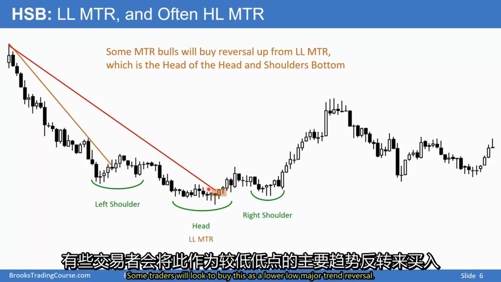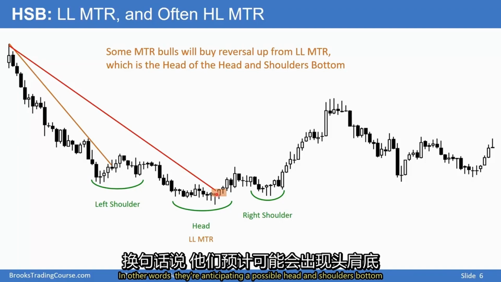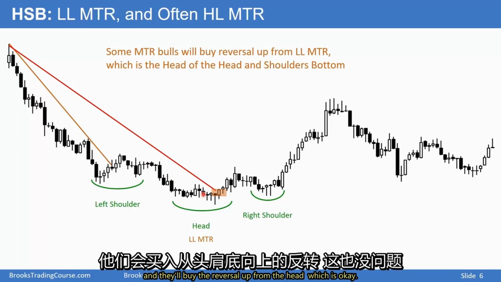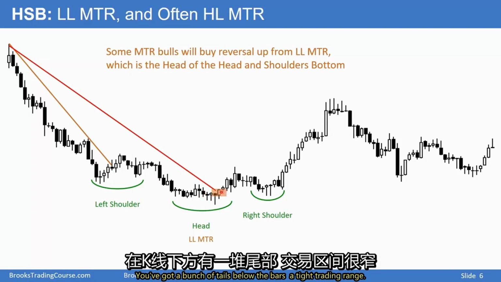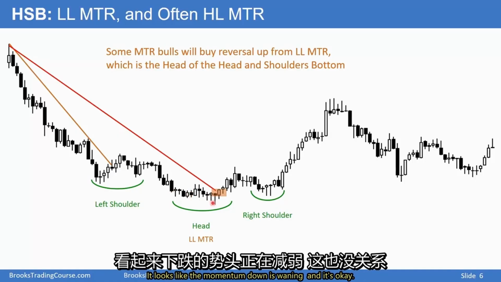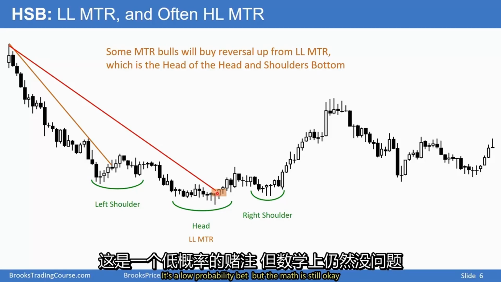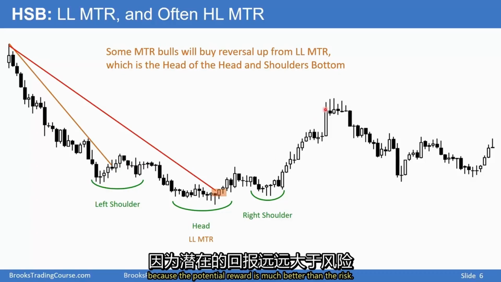Some traders will look to buy this as a lower low major trend reversal. In other words, they're anticipating a possible head and shoulders bottom, and they'll buy the reversal up from the head, which is okay. You got a bunch of tails below the bars, a tight trading range. It looks like the momentum down is waning, and it's okay. It's a low probability bet, but the math is still okay because the potential reward is much better than the risk.